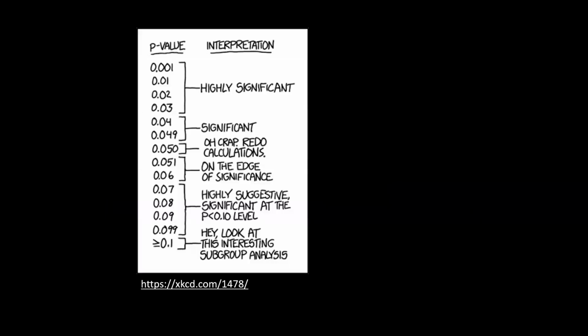So there actually are cartoons that make statistical jokes. I'm a huge fan if you've ever read XKCD. And here's a tongue-in-cheek interpretation of different p-values, ranging from highly significant to, oh, we better redo our calculations. On the edge, highly suggestive, and look at this interesting subgroup analysis.